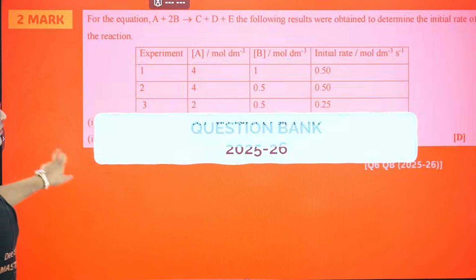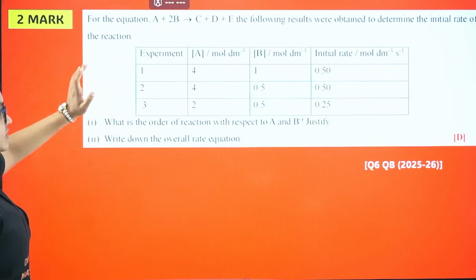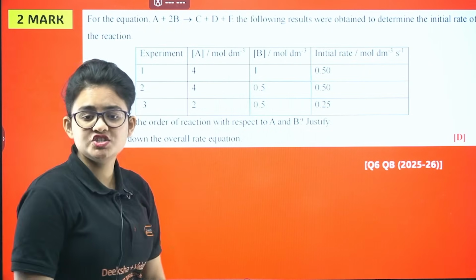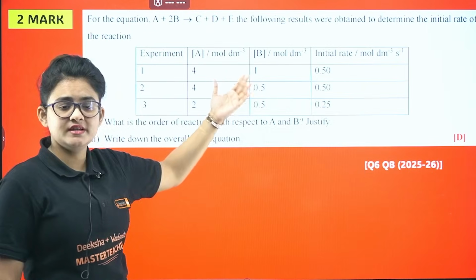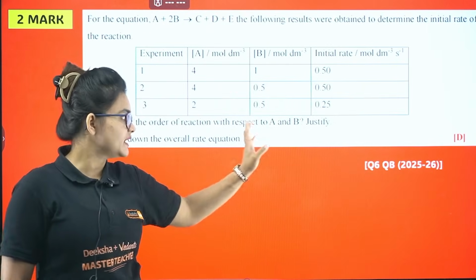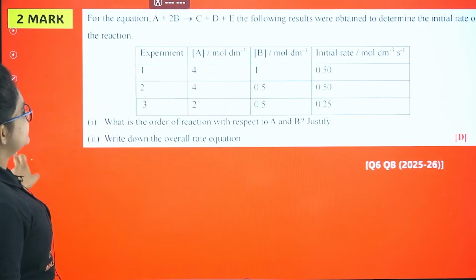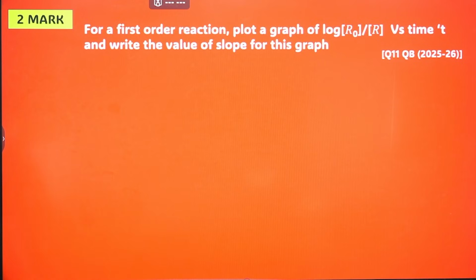Little bit we will do from question bank. Again I am telling you, this type of question I already solved. Initial rate method, develop 3 different equations and then solve it out for x and y, you will get it. Okay, let's proceed further. For a first order reaction, plot the graph of log R0 versus R versus time.